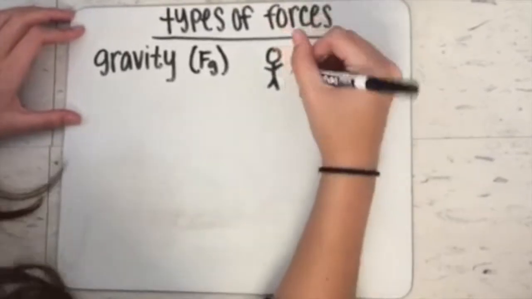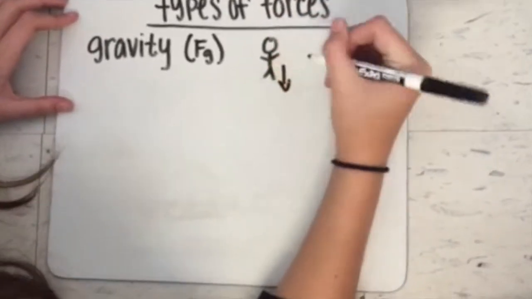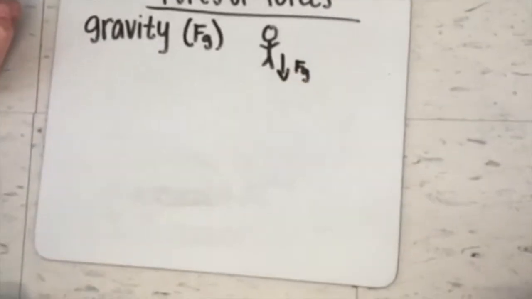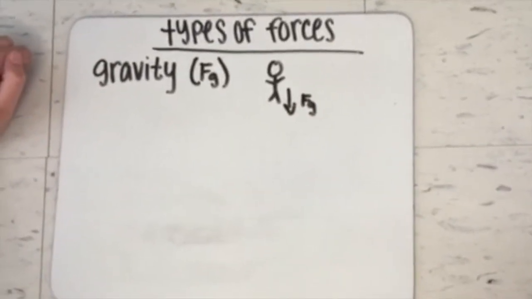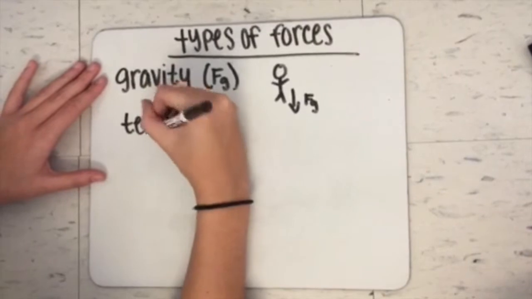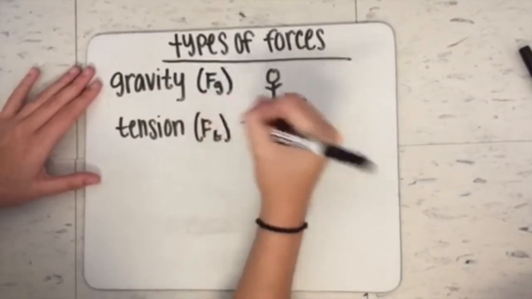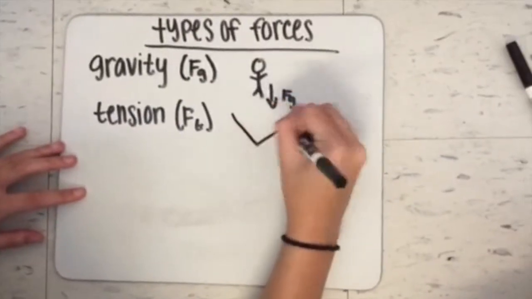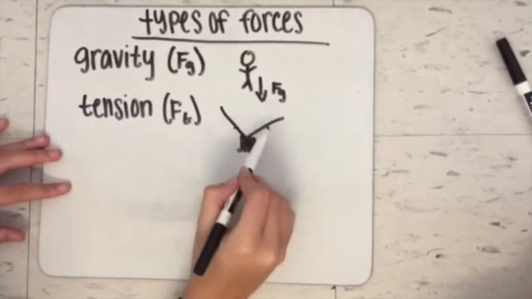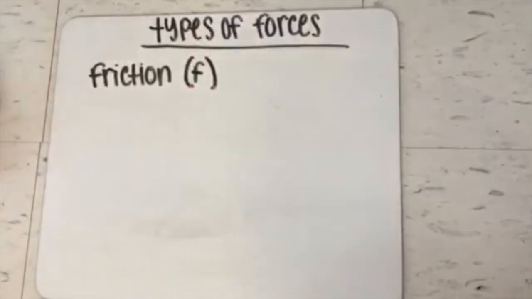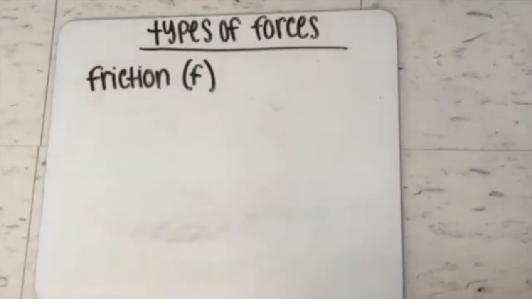Now we're going to be talking about types of forces. One force is gravity. Gravity is the force the earth applies on an object. Gravity is what keeps you on the ground, and it is represented through F of G. Next is tension, which is a force applied through ropes or string. For example, these two ropes are applying tension force to the hanging block. The next type of force is friction, but we will be talking about it later on in the video.